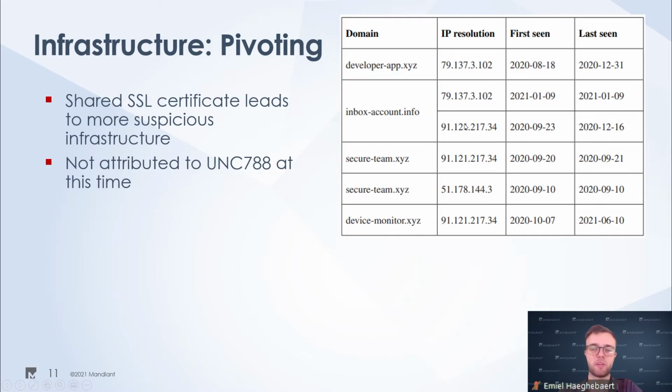And then from there, we could keep pivoting, and we also identified secure-team.xyz and device-monitor.xyz. These are the shared passive DNS records that we observed, and the timeline adds up, where all of these records are based in time from September through December or January, 3 to 4 months later. While this infrastructure is suspicious and roughly matches UNC788's domain registration pattern, we weren't in fact able to definitively attribute these domains to the group at the time. And so we marked these as potentially related.